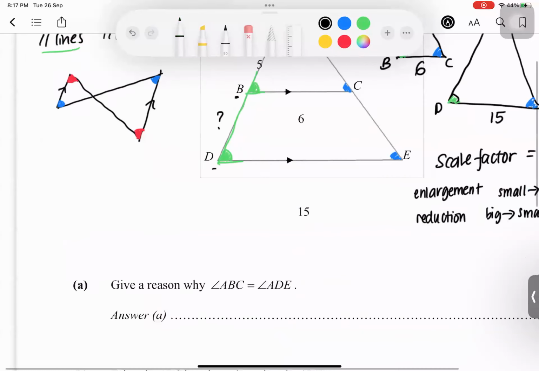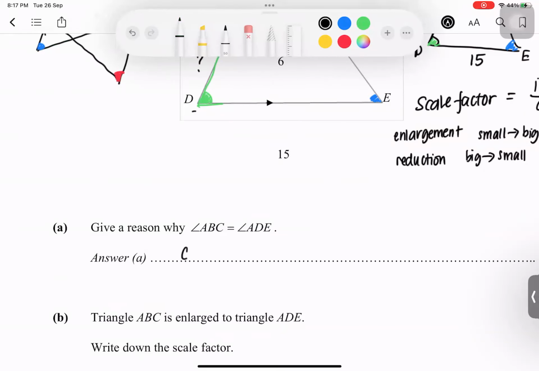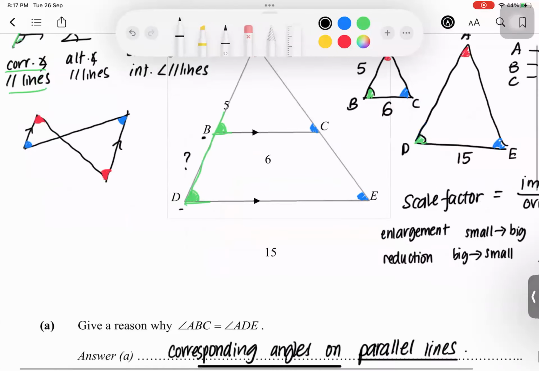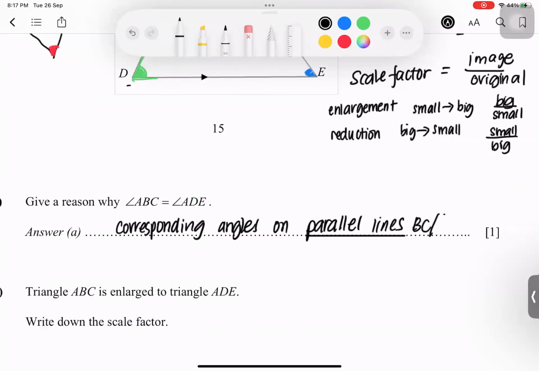Some students just write corresponding angle. No, corresponding angles on parallel lines. This is important. Please make sure you write in the words parallel lines, right? And what are the lines that are parallel? If you still want to write some more, BC parallel to DE. But at the very least you write corresponding angles, parallel lines.